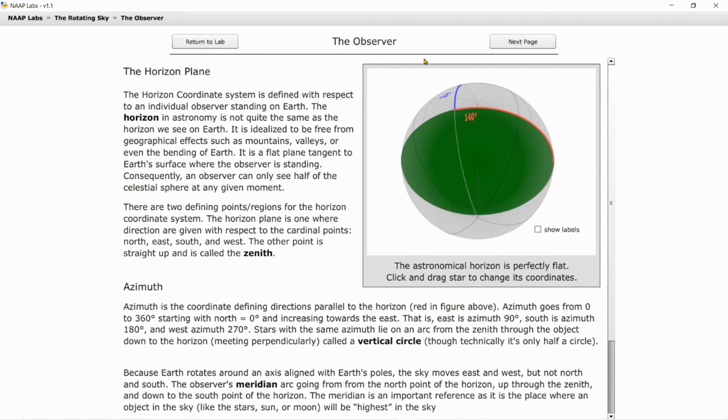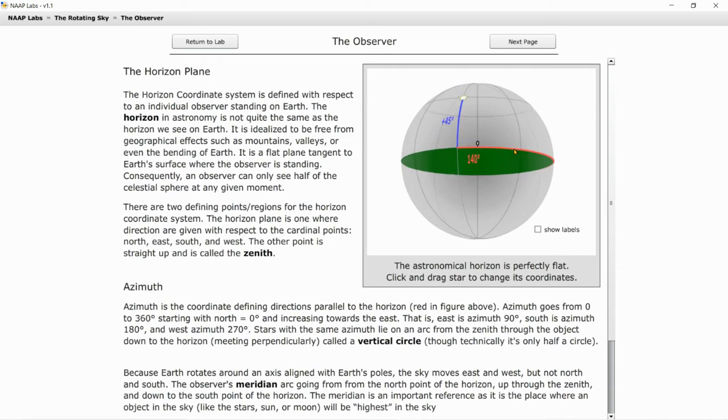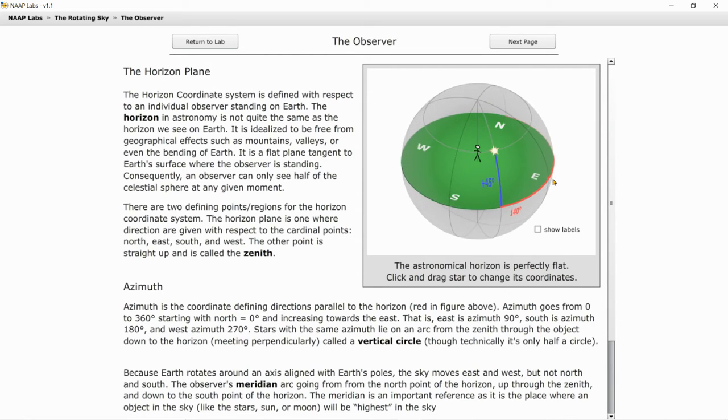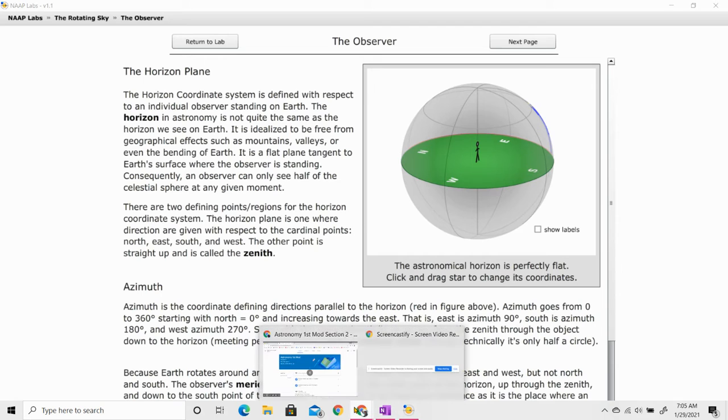And there he is. Here's half. The half we don't see, obviously, is under us on the other side of the Earth. But here we are. Here's our horizon. Notice there's no trees, no mountains, nothing like that. This is just the way that horizon will look to us. There are two dividing points or regions for the horizon coordinate system. The horizon plane is the one where the directions are given with respect to the cardinal points, north, east, south, and west. The other point is straight up, and this is called the zenith.